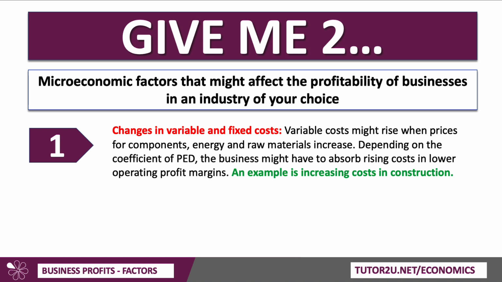So it could be the case, for example, that a business experiences a rise perhaps in variable and fixed costs. Variable costs, of course, depend on output, and they might rise when the prices of the components a firm buys, energy, cost of raw materials, cost of short-term labour goes up. Now, depending on the coefficient of price elasticity of demand, the business might have to absorb rising costs in lower profit margins. So it could be the case, for example, that the construction sector faces an increase in wage costs, building materials, the energy prices they face, the cost of cement and bricks and sand goes up, and glass. So their variable costs have gone up, and that may affect their profits. I'll show you a diagram on that in a second.